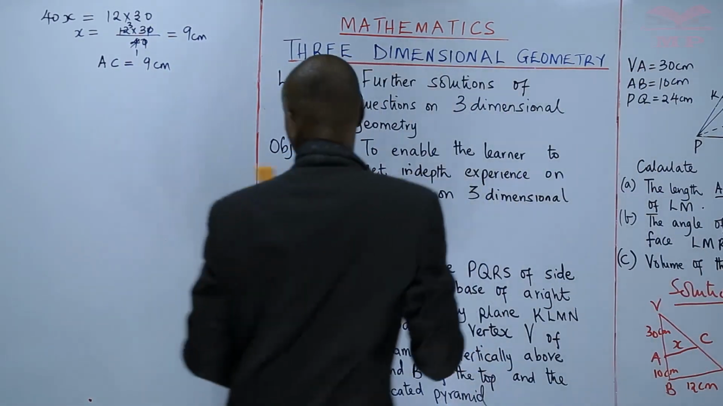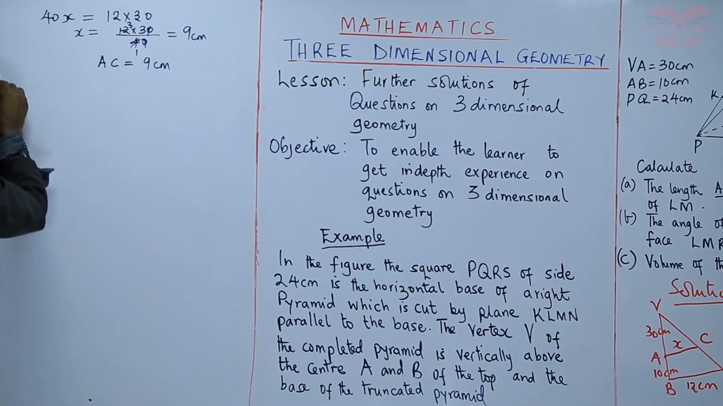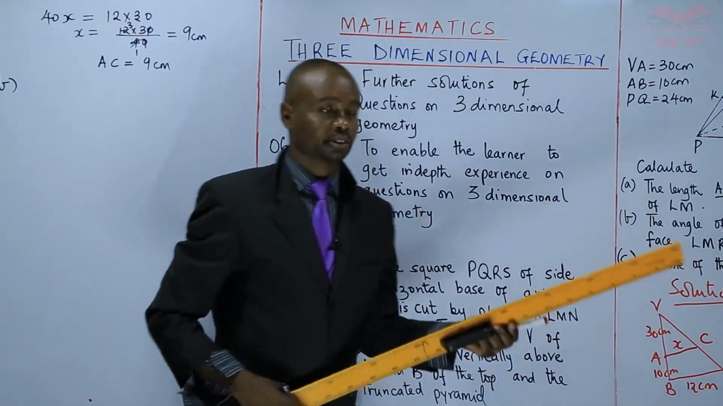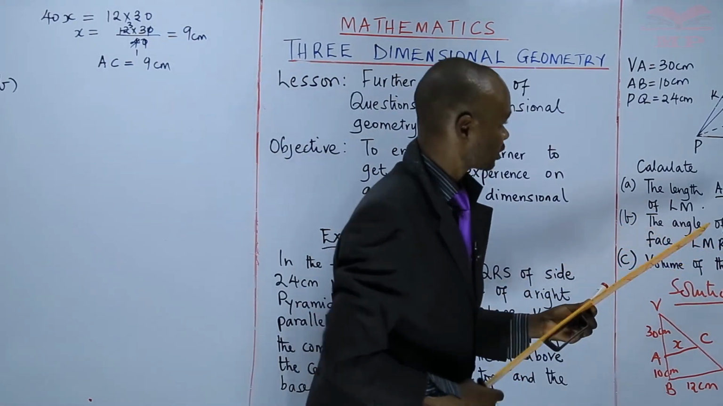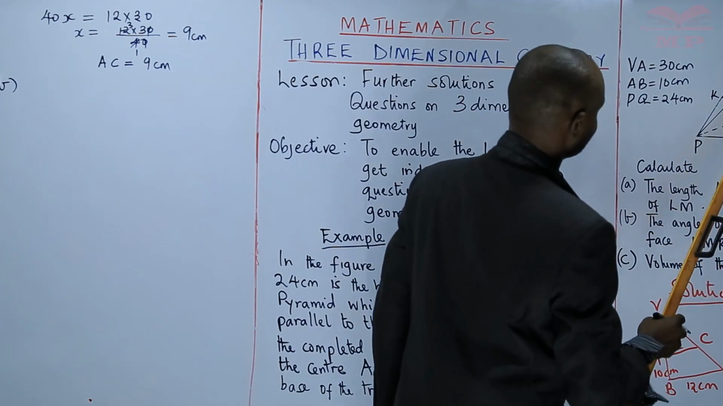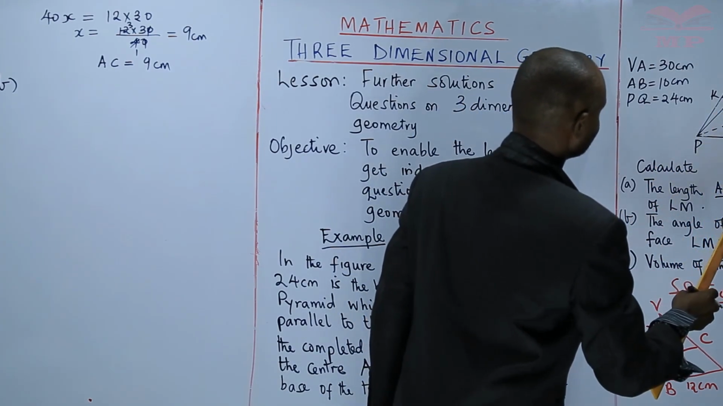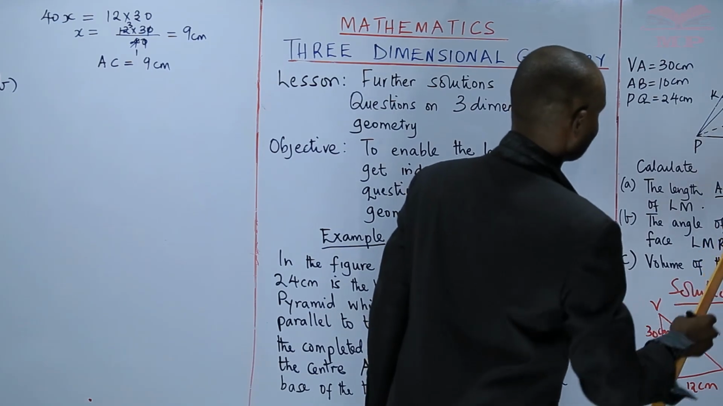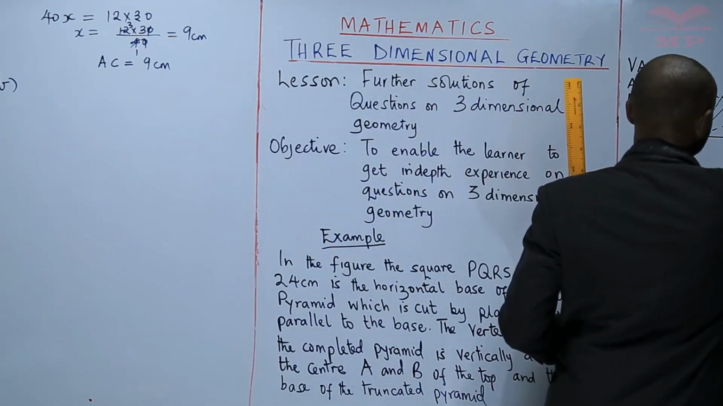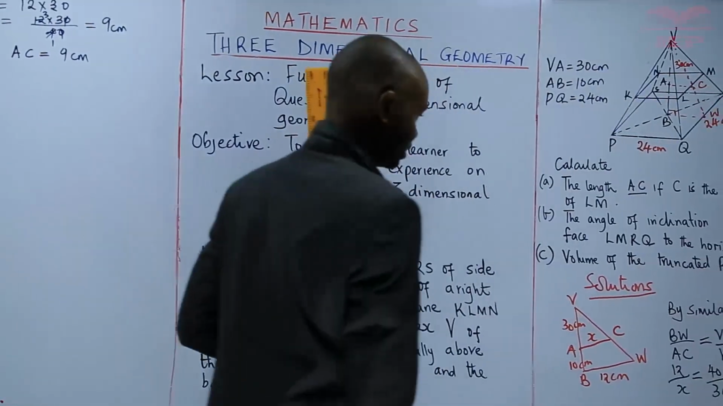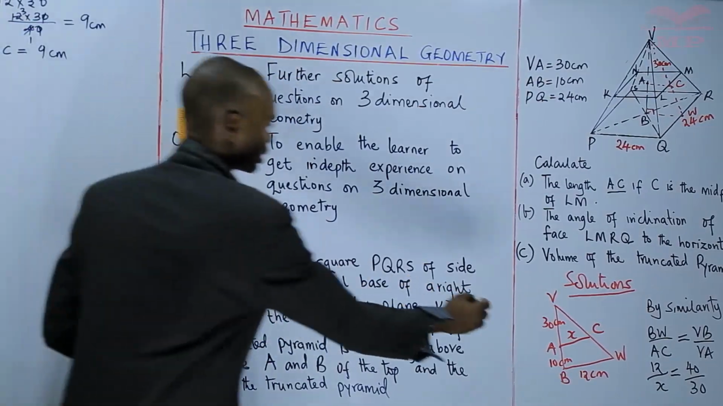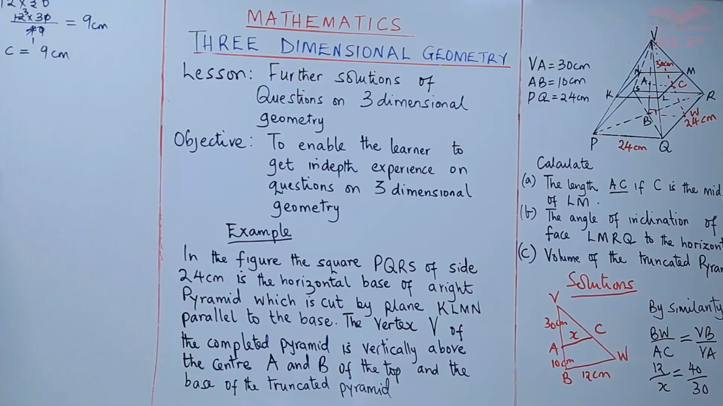I've got it. I come to B. For B, what are they asking for? The angle of inclination of the face LMRQ to the horizontal. I can take that base to be the horizontal. So I'll extract still the same triangle.